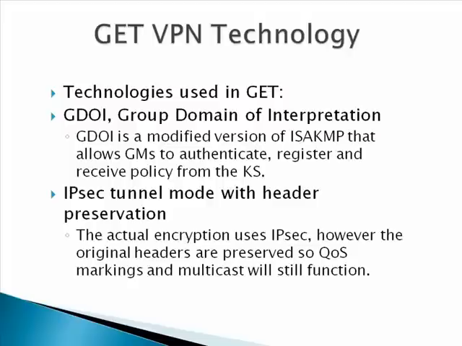IPsec tunnel mode with header preservation. I mentioned that earlier. We are still using IPsec protocols, and that means ESP. But the headers get preserved, and this is kind of Cisco's secret sauce. They don't release a ton of information about it, but they do preserve the original header to use it with the encrypted traffic. And again, that's going to preserve things like the type of service field in your IP header, so you can have your QoS markings survive. And multicast will still work.